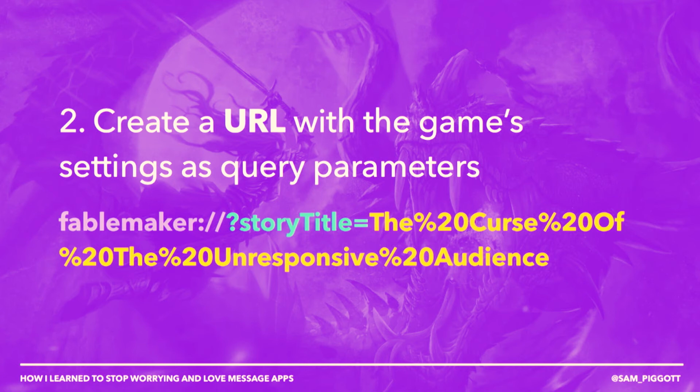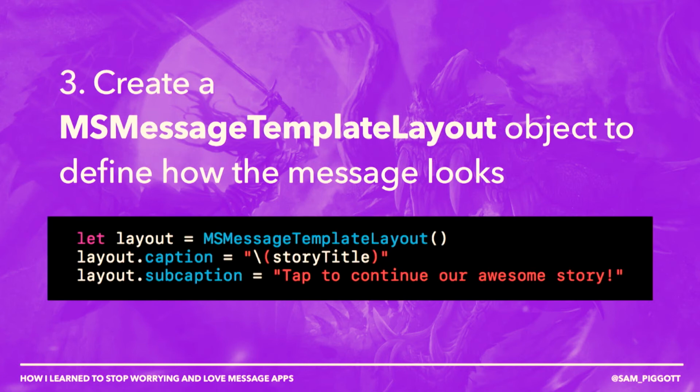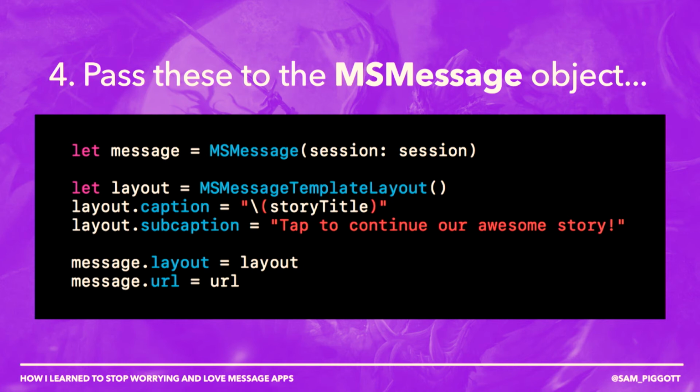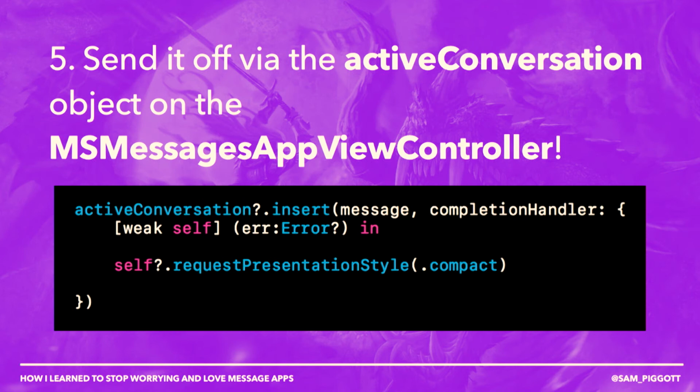So once you've done that, we can now create MSMessageTemplateLayout objects, which, as I mentioned earlier on, kind of serves as our view model. I've set a caption and a subcaption just to encourage people to tap on the message to continue the story. Pass those to the MSMessage object with that new session that we created earlier on.